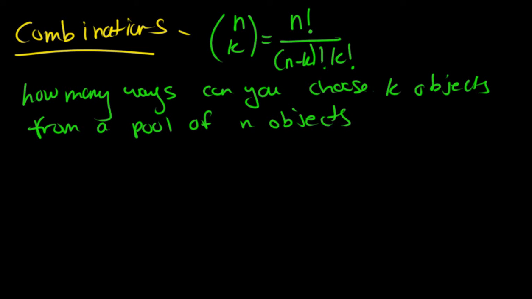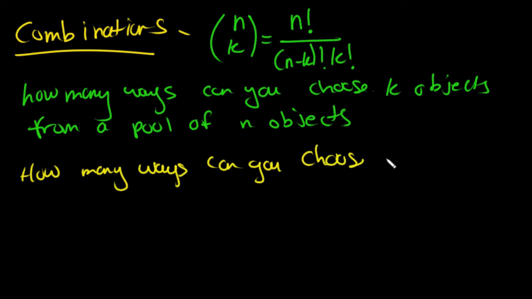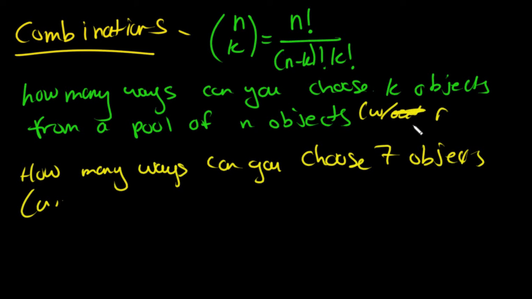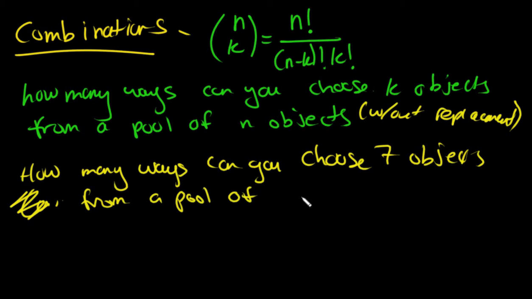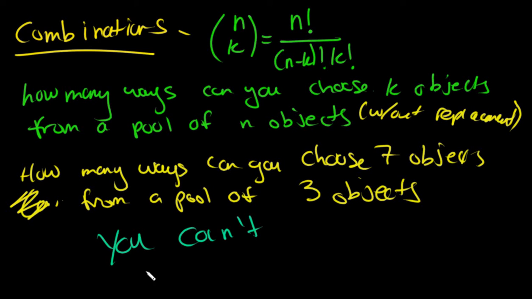What happens if I were to ask you how many ways can you choose 7 objects, again without replacement? So once you choose an object, you can't choose it again. So how many ways can you choose 7 objects from a pool of 3 objects? And the simple answer is you can't. There are 0 ways to do it.